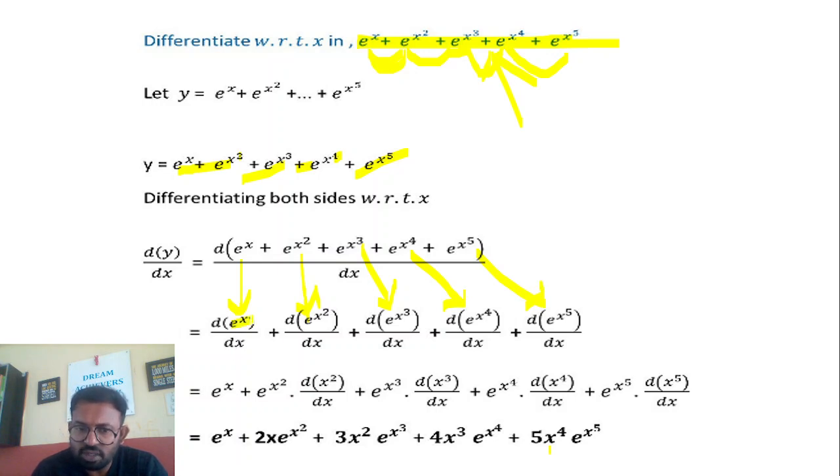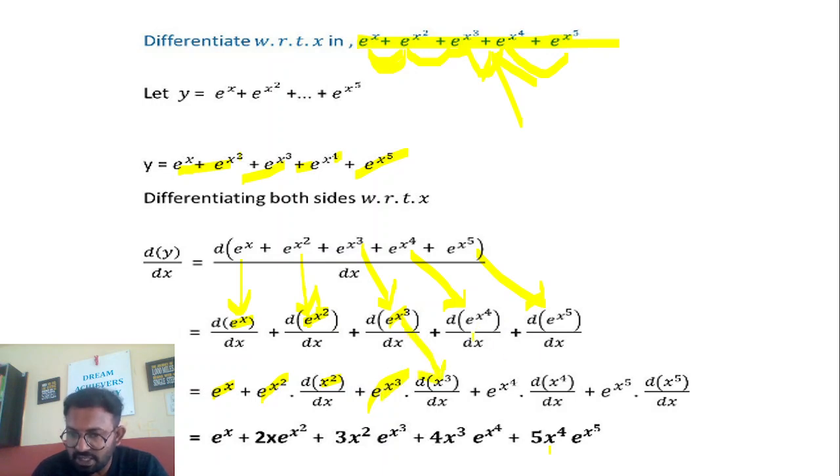Next, e power x differentiation, as we know, is e power x. E power x square differentiation is, first I should differentiate e power. So e power x square is nothing but e power, but in the power I am having x square. X square differentiation I need to do. Same way e power x cube: e power x cube differentiation I have written here.